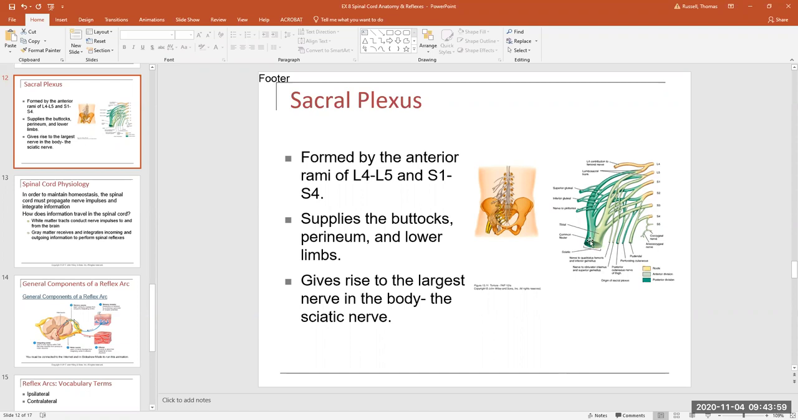So don't worry about the common fibular and the tibial and all that. We're just going to call that the sciatic nerve. You're going to see it's the big one that goes down your leg.